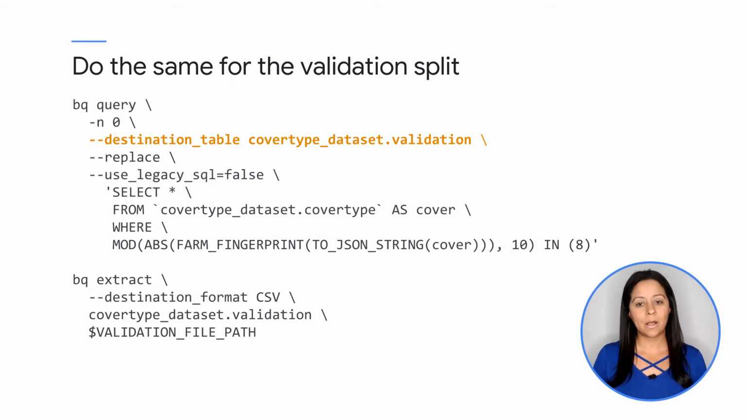We use the same process for the validation split, except that we change the name of the table. And an important note, we also change the modulo here, so we don't have overlapping splits. So now, let's see how we will write and train the model. Actually, we will both train the model and tune the hyperparameters using AI platform.